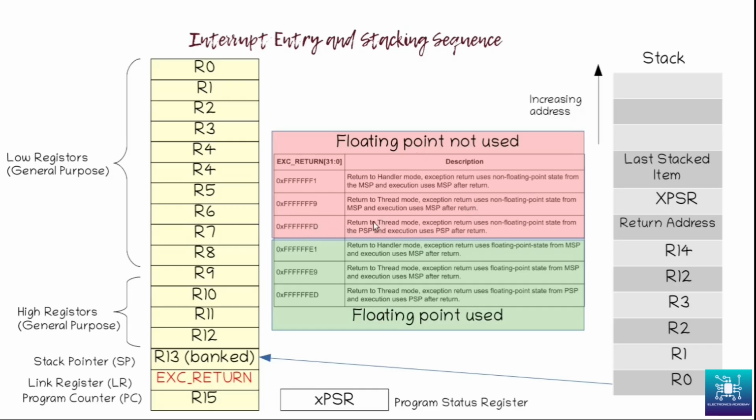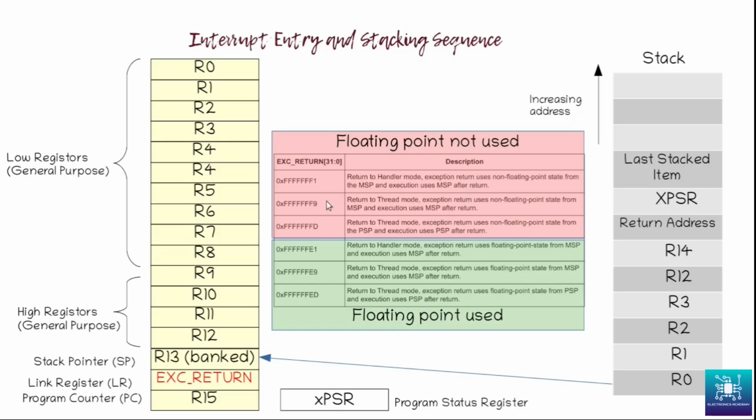This one is when return to thread mode, but use the PSP. Okay, so that is when the return from the thread mode happens, then not the main stack pointer but the process stack pointer is going to be used. So during branching, the process stack pointer was being used, so the control has to use the process stack pointer on return. All of this is without using the floating point.